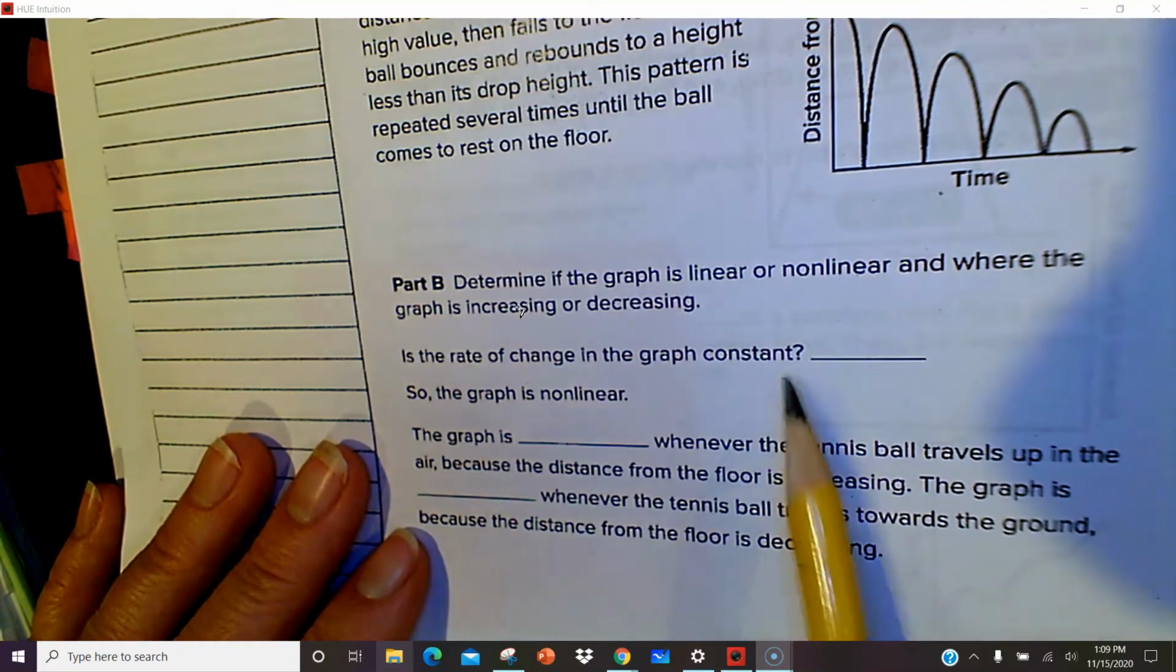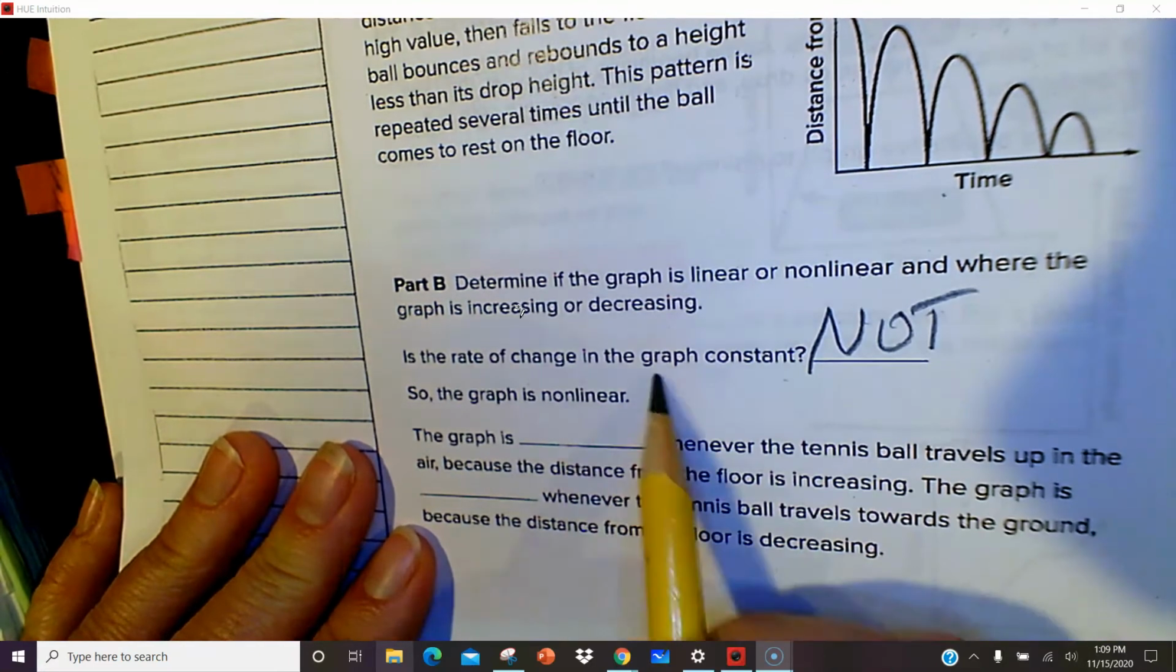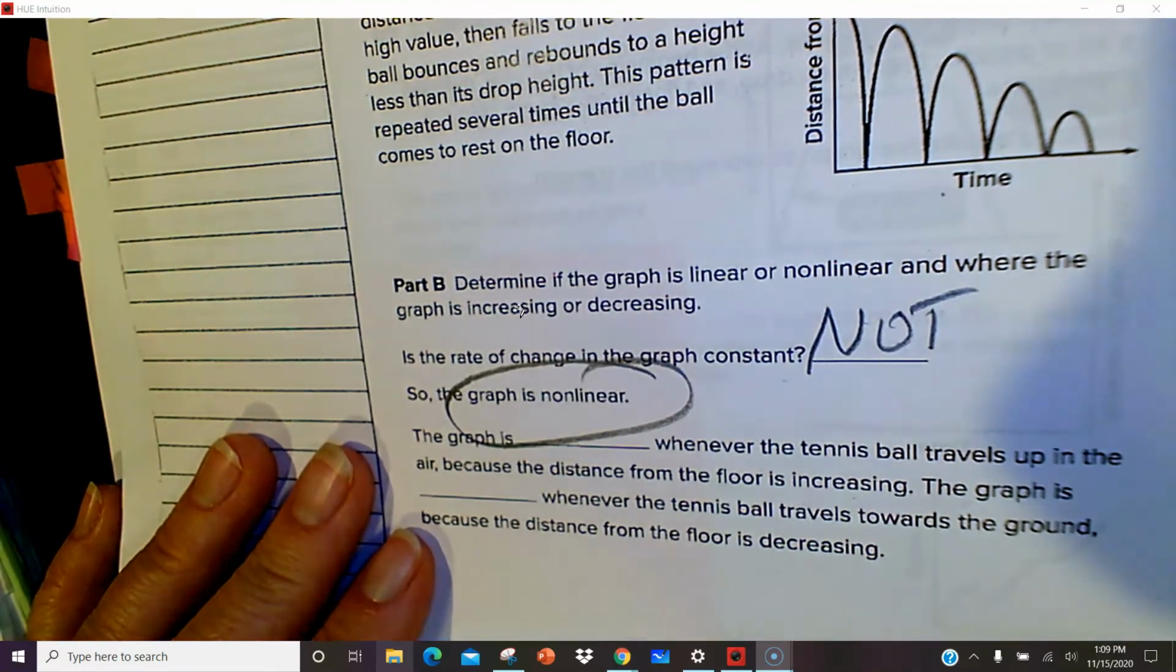Is the rate of change constant? Absolutely not. So it's non-linear. So it's because the rate of change is not constant, it's not going to be a linear graph. Okay.